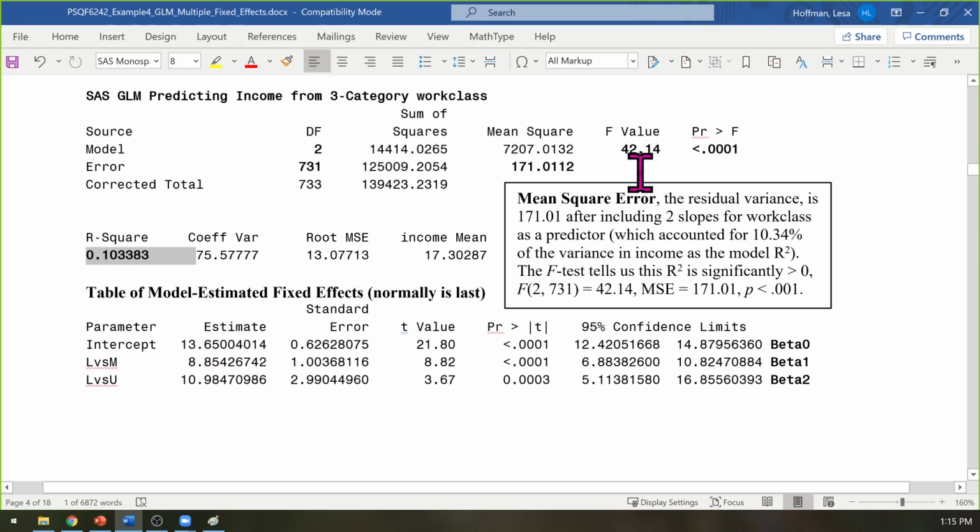So F is telling you the extent to which the y hat created by your model is correlated with the real y. So those 2 things work together. So model refers to how all the fixed effects work together.